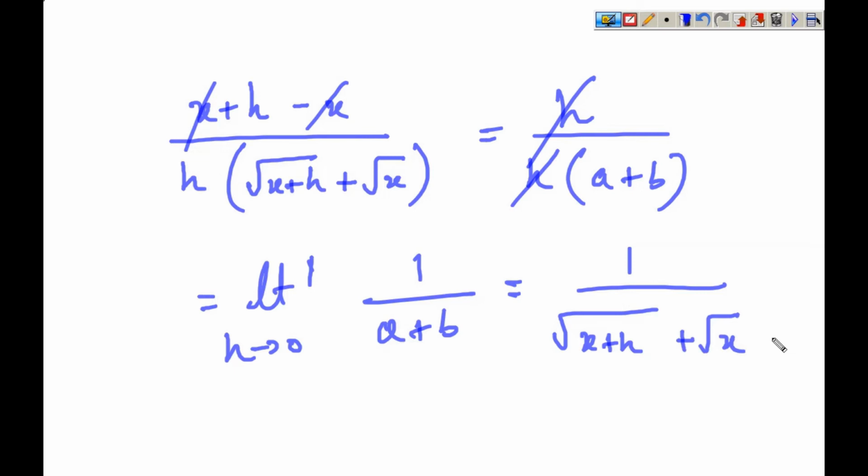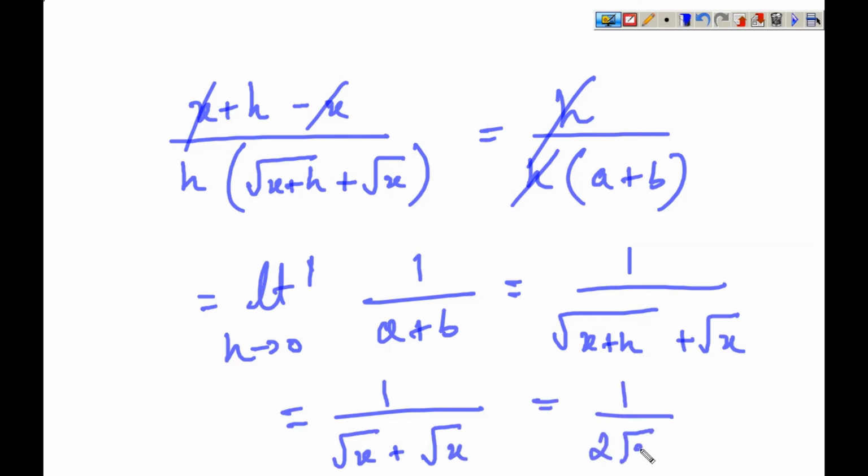So now as h is approaching 0, we can substitute h as 0 here, and we'll get 1 by under root x plus under root x equals 1 by 2 times under root of x. So this is the derivative of the function using limits.